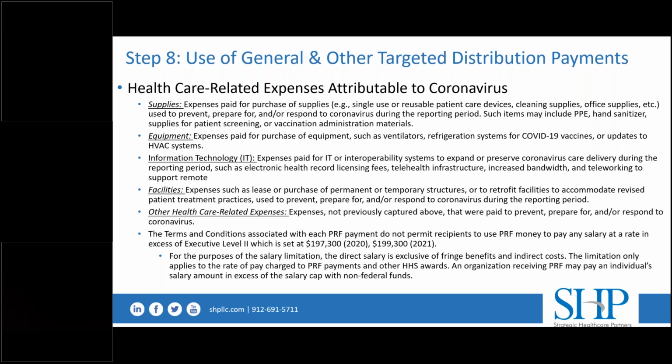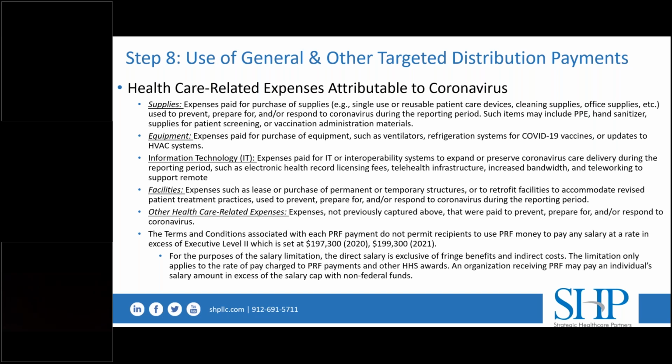Equipment: expenses paid for the purchase of equipment such as vents, updates to HVAC systems, negative pressure, those kinds of things. IT related expenses specifically related to EHR licensing, telehealth, those kinds of things. And then, like I said before, teleworking to support a remote environment for some of your staff that was generated by the fact that the virus was here in the first place, or is here. Facilities, temporary structures, retrofit of structures, patient treatment practices, anything like that. If there was a workaround, an additional facility expense, whatever, all that is applicable as well. And then once again, there's a catch-all of anything else related to it.